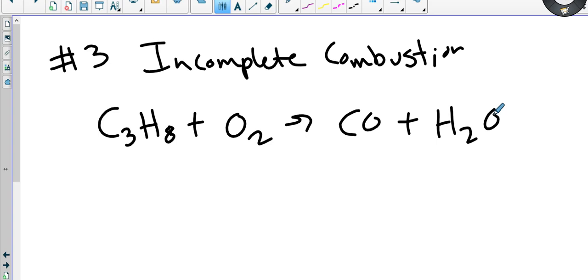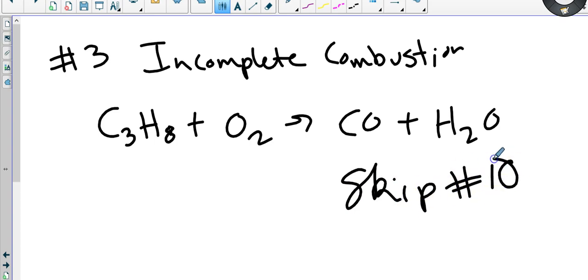I need to show you how to do combustion real quick. It's very straightforward. Skip 10. On the back of the front sheet.